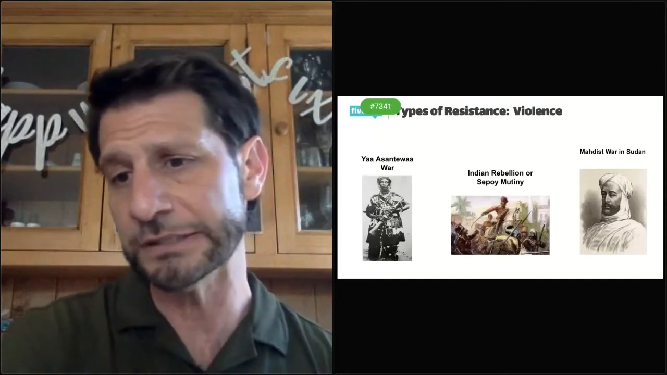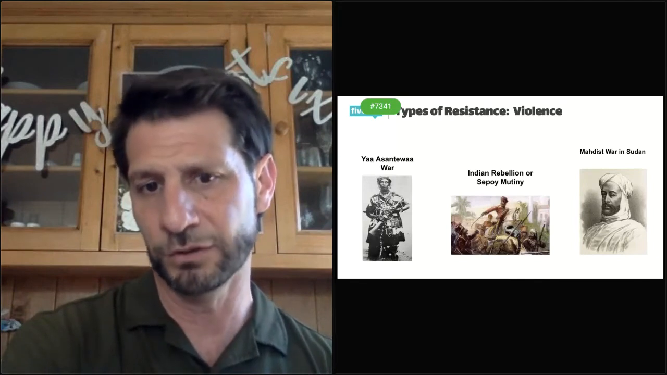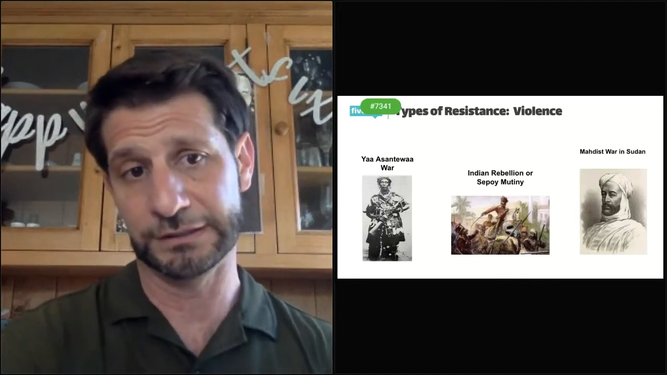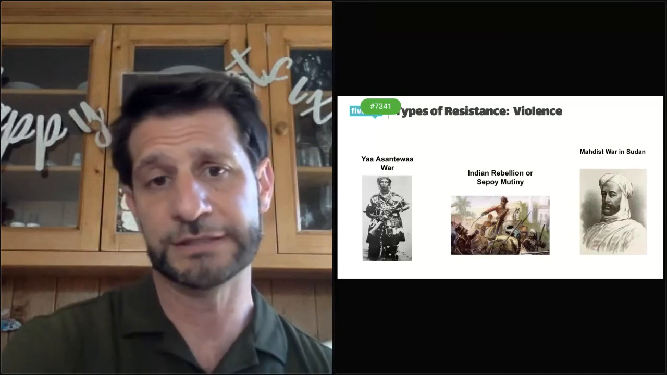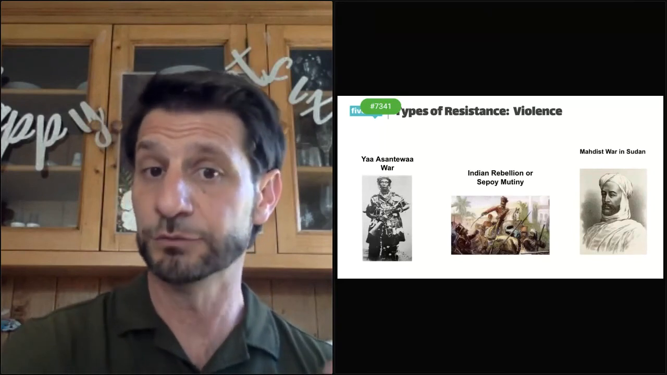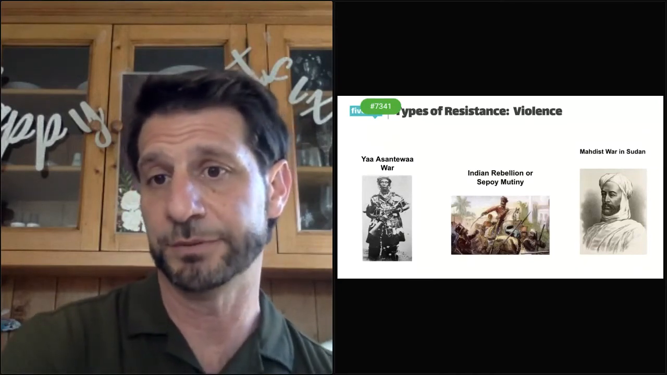I want you to notice something that's common about all three of these. All three of these were based upon local identity and local religious identity. So Ya Asantewa went with African local religious identity. The Indian rebellion was based on Muslim and Hindu rebellion. And then the Mahdist War based upon Islamic rebellion.